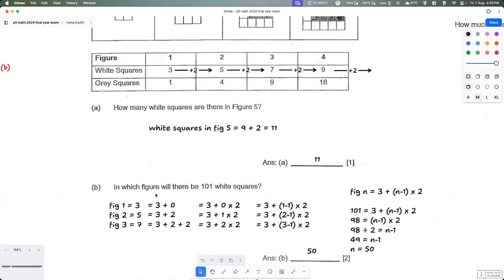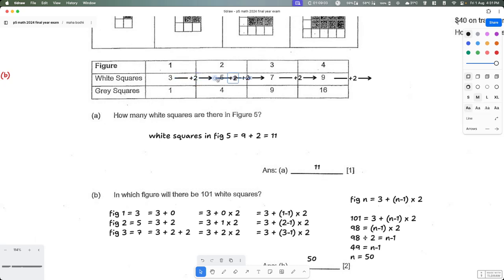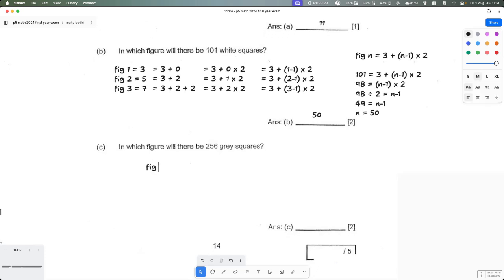In which figure there will be 256 gray squares. So gray squares over here is a bit different. Gray squares is plus 3 over here and then plus 5 over here. Sorry, not plus 5. Okay, this one is actually pretty straightforward. So figure 1 is equal to 1. Figure 2 is equal to 4. Figure 3 is equal to 9. And then figure 4 is equal to 16.